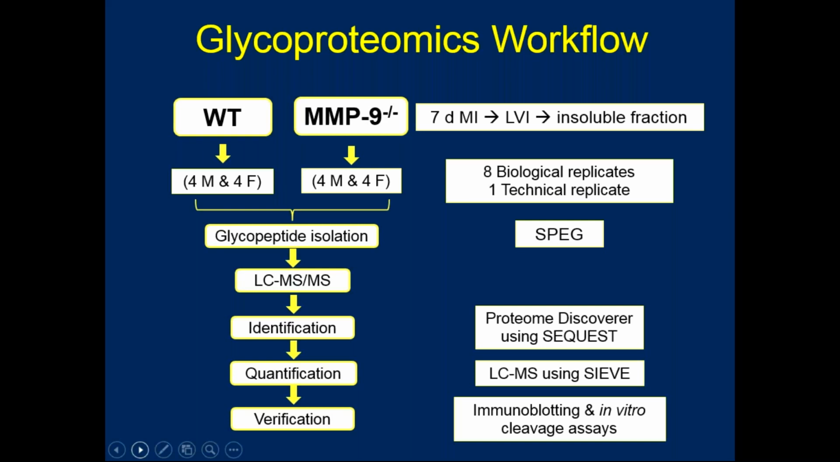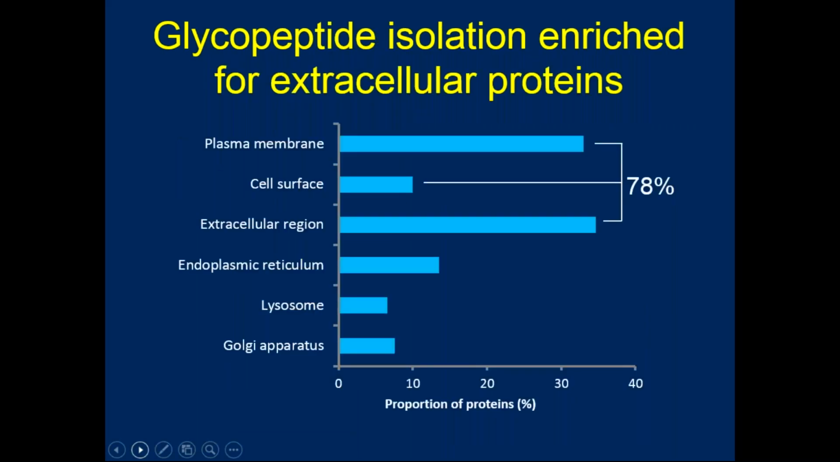For the glycoproteomics, we used the solid phase extraction and linked glycopeptides method. The samples then underwent LC-MS/MS, and peptides were identified using Proteome Discoverer with the sequence database, and quantification was then performed using Skyline, and then we confirmed using immunoblotting and in vitro assays. So here is just a little summary of our glycopeptide data set.